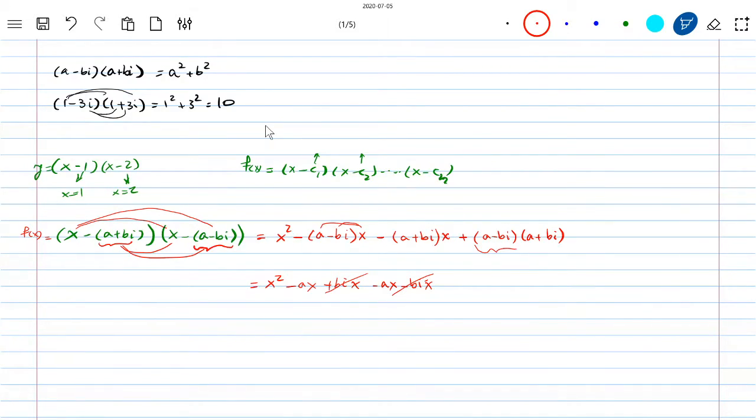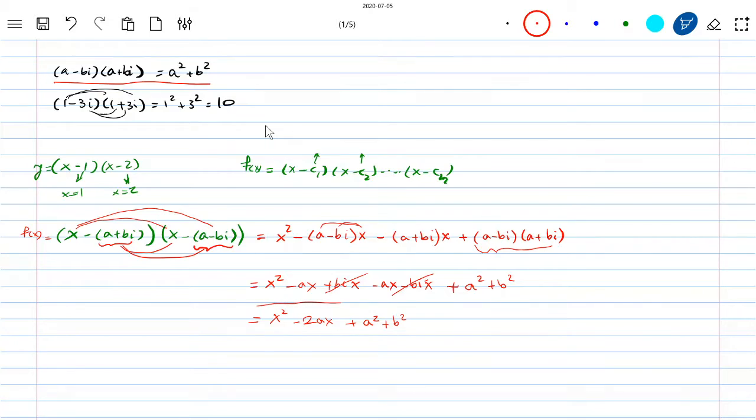And what you have is, if you distribute a minus bi times a plus bi, we already did that. What you get is a squared plus b squared. So at the end you would have plus a squared plus b squared. And let me rewrite it here. X squared minus ax minus ax, you get minus 2ax, and plus a squared plus b squared.